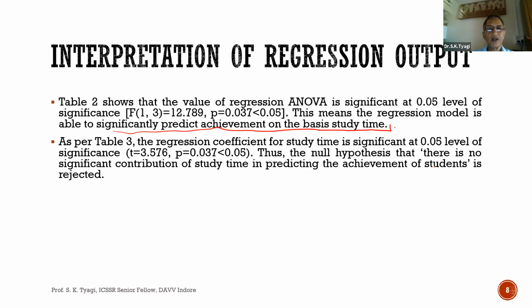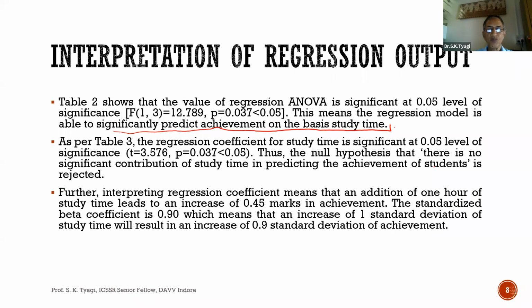Now we will interpret the beta coefficient, regression coefficient. Further, interpreting regression coefficient is very important. What does regression coefficient mean? Regression coefficient means that an addition of 1 hour of study time leads to an increase of 0.45 marks in achievement.